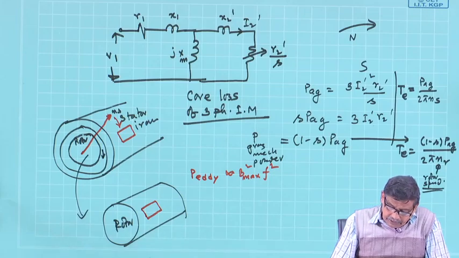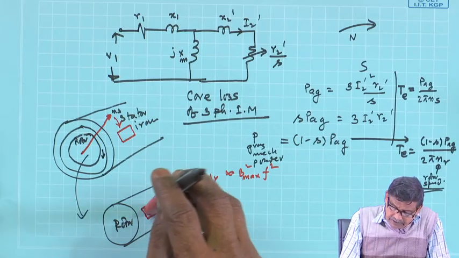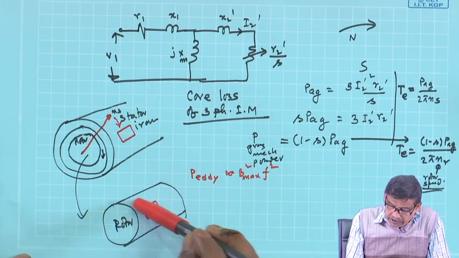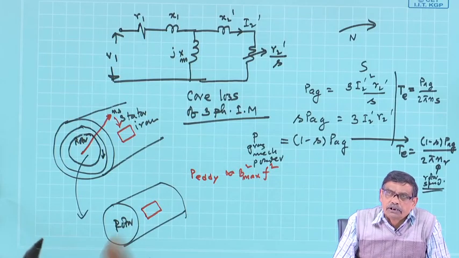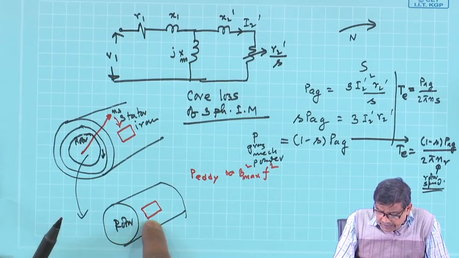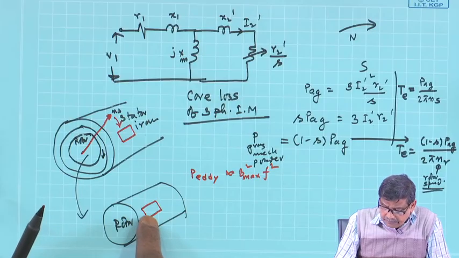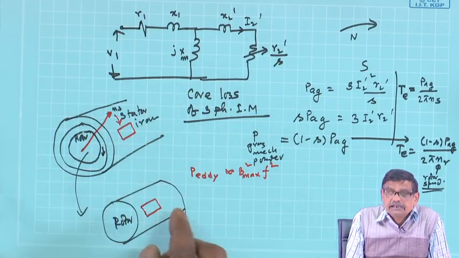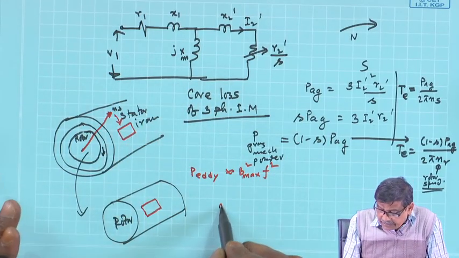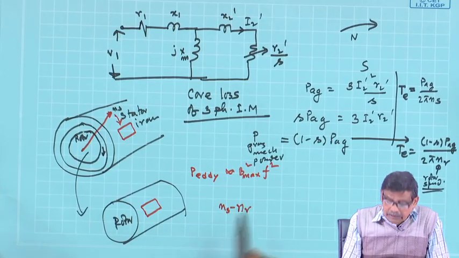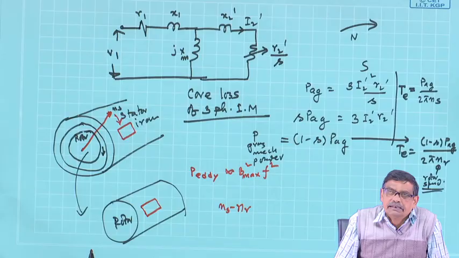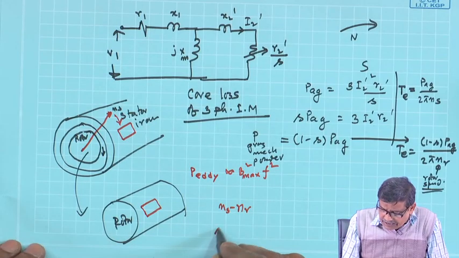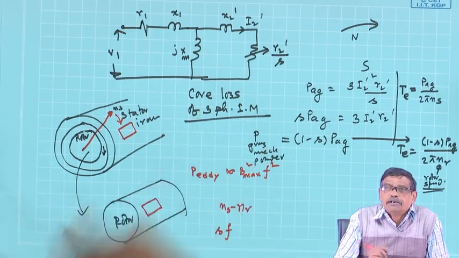We find that there is a field passing around this loop, but at what speed? You are sitting on the rotor now, you will say that the field is moving past this loop at a speed Ns minus Nr. Therefore, induced voltage in the rotor is decided by Ns minus Nr, or in fact, we have seen it, it will be sf, where supply frequency is f.